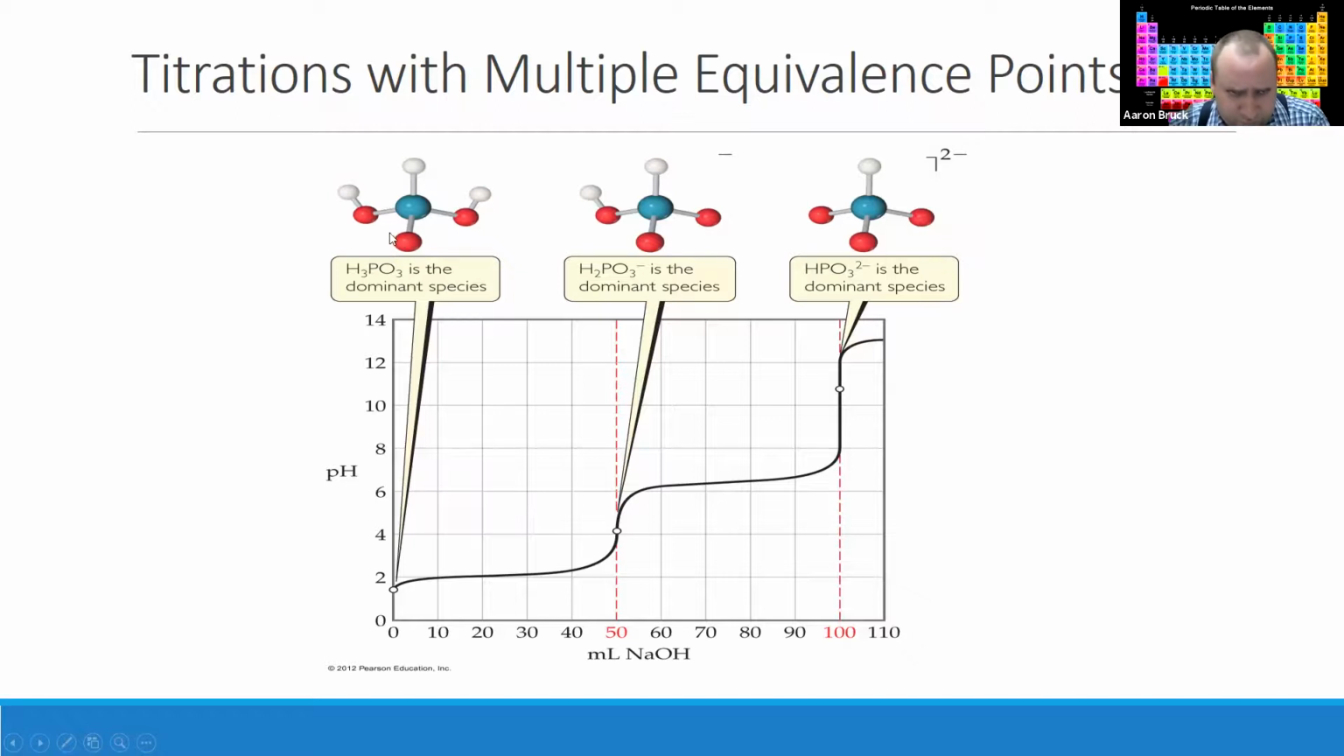So what we will see is a double dose here, 2 equivalence points. And you will use that data to figure out the Ka values for the 2 equivalence points for phosphoric acid. Notice again, with this being a weak acid, so this is phosphorus acid, HPO3, but the properties, the characteristics are relatively similar.